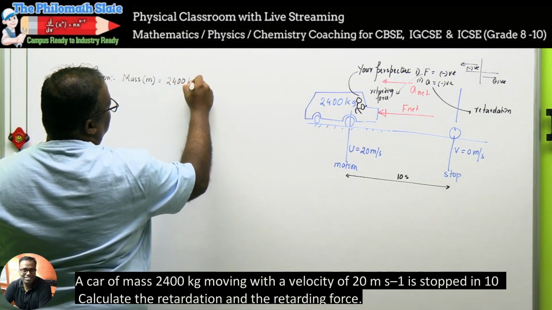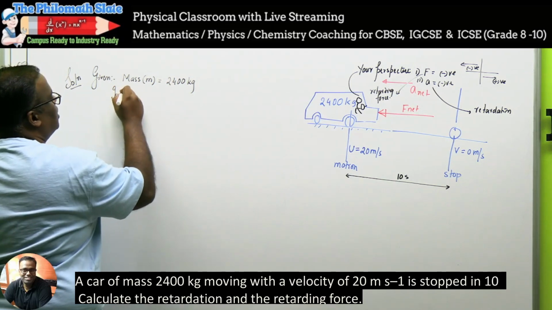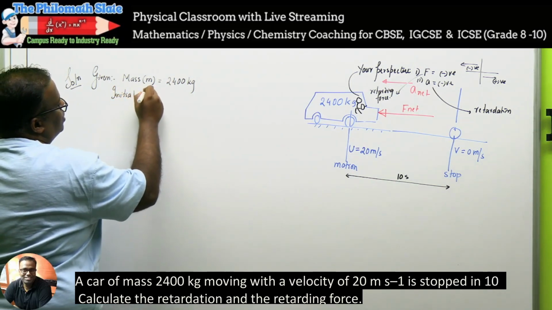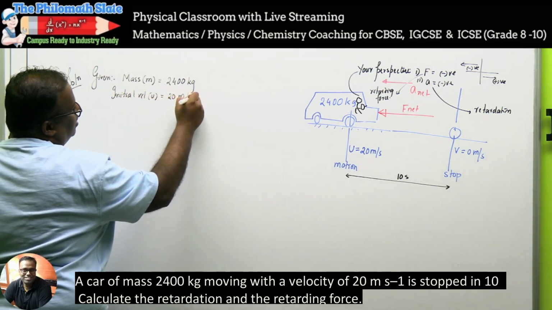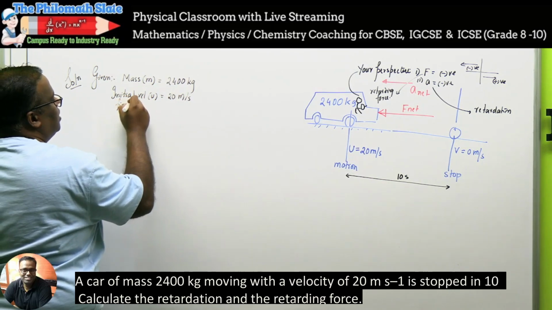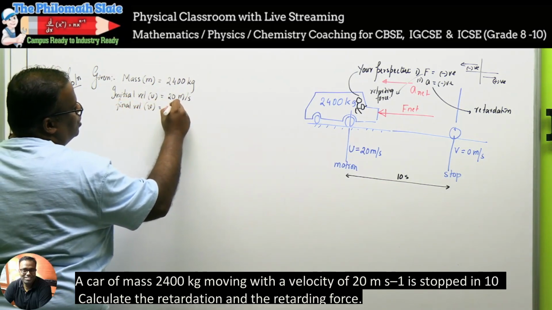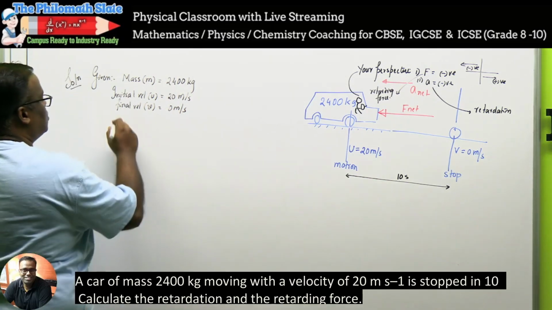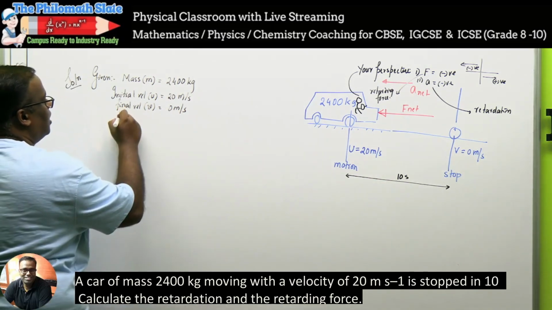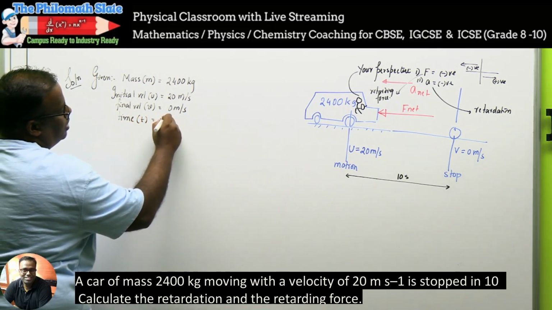2400 kg. Okay, then what is given to you? Initial velocity u is given as 20 meters per second. Final velocity is given as v, which is equal to 0 meters per second. Anything else given to us? Yes, the time is also given to us. Time is t, which is equal to 10 seconds.